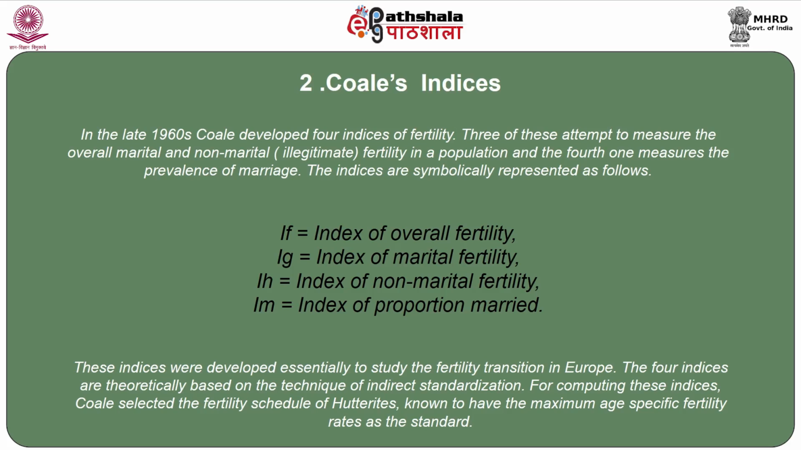Have a look at this. IF indicates the index of overall fertility. The second one, IG, is the index of marital fertility. The third one, IH, is the index of non-marital fertility. Finally, IM is the index of proportion married. All these 4 indices were developed by Coale with an idea to study the fertility transition in Europe.